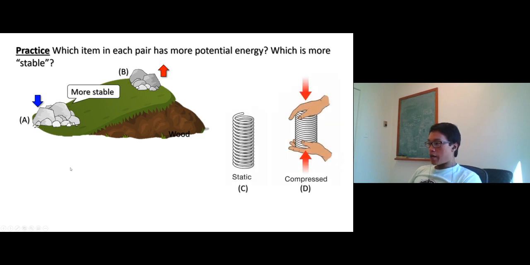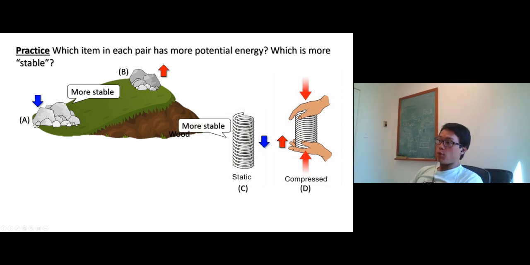Okay, we have a spring at a static position and a compressed position. Which one has more potential energy? The one that is compressed, right? And the static one is more stable. The reference point is right there. This one got compressed, so that's a distance right here.